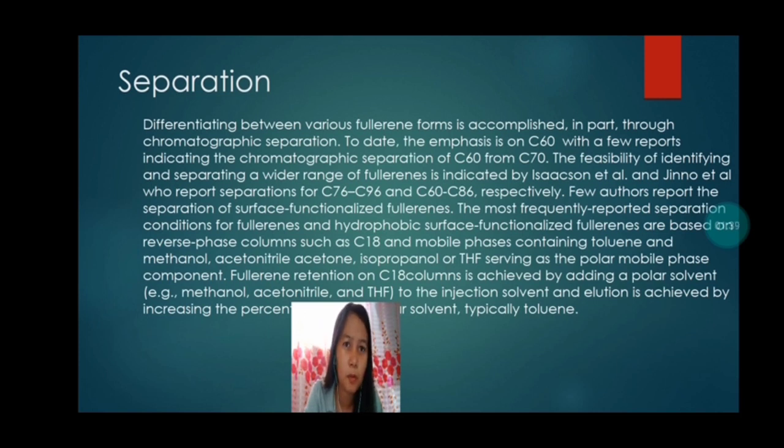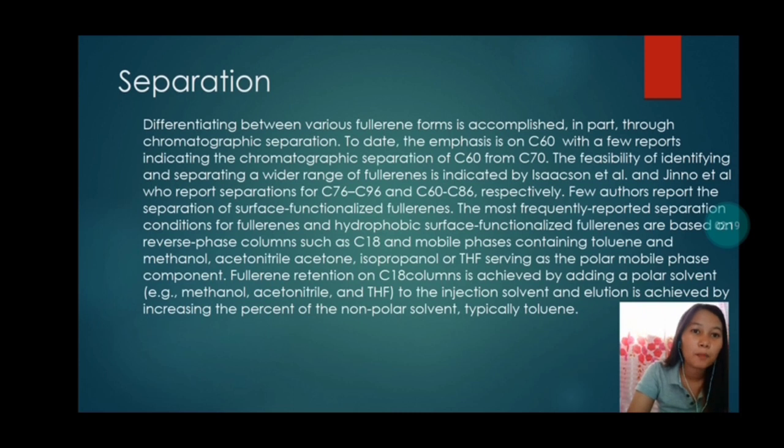The most frequently reported separation conditions of fluorines and hydrophobic surface functionalized fluorines are based on reverse phase columns such as C18 and mobile phases containing toluene and methanol, acetonitrile, acetone, isopropanol, or THF, serving as the polar mobile phase component. Fullerene retention on C18 columns is achieved by adding a polar solvent to the injection solvent, and elution is achieved by increasing the percent of the non-polar solvent, typically toluene.